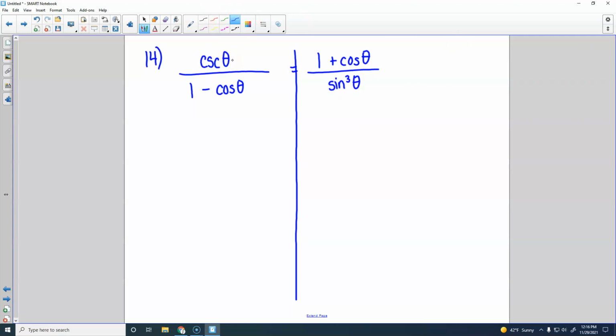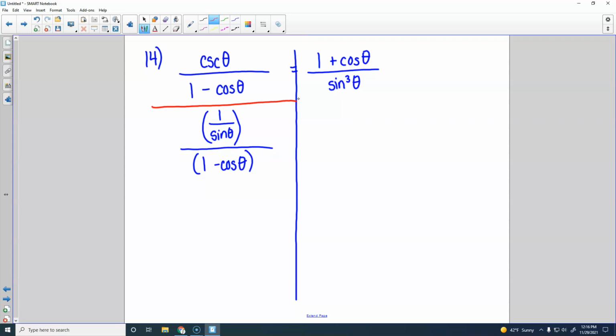We've got a cosecant, and usually we need to get rid of a cosecant, right? And over here on this side, I got a sine cubed. I don't even know what to do with a sine cubed, really. So I'm going to hold off on that and hope that maybe I don't have to worry about it, but I might. All right, so cosecant is 1 over sine theta. Now we have a complex fraction.